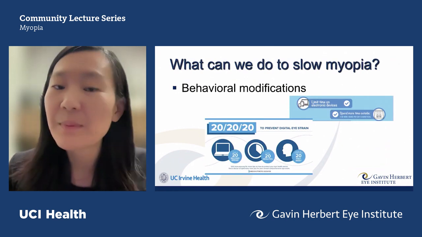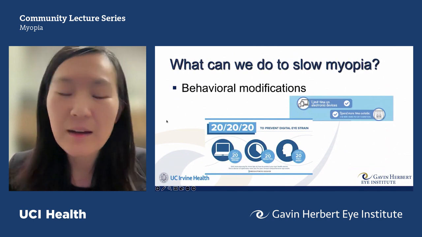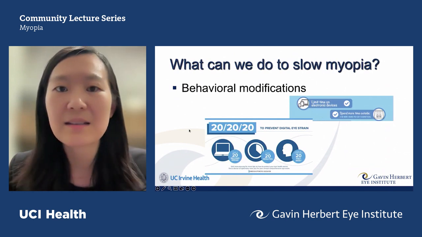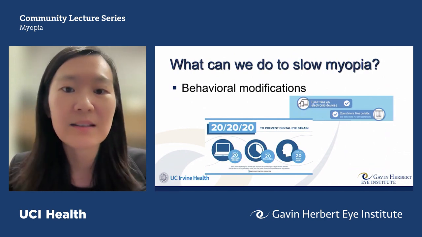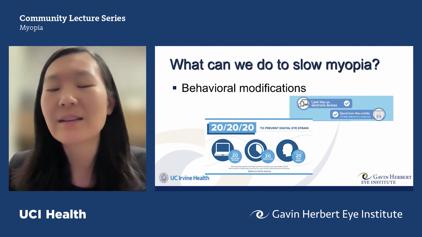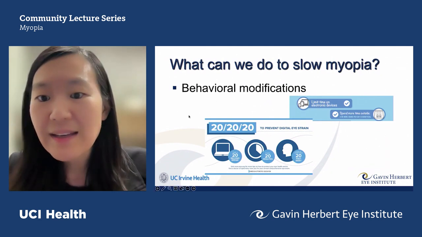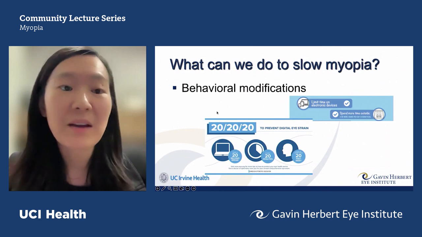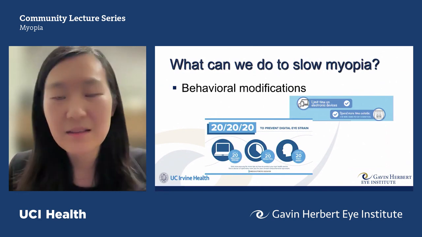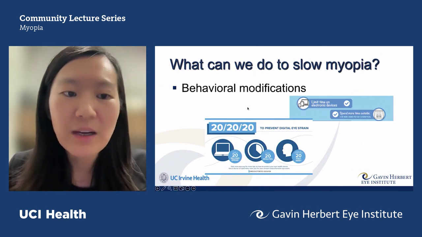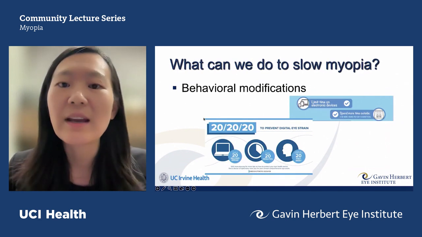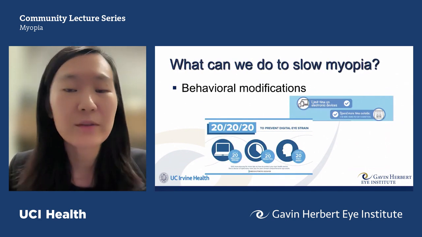And this is limiting time on screens. This is the question that I get most as a practicing pediatric ophthalmologist: exactly how long should I tell my kids to spend on the screen? And ideally, if you ask me, I'd say no screen time, but obviously that is not realistic. And so I often will tell parents, it depends on your child's age and it depends on the need for your child to be on the screen.